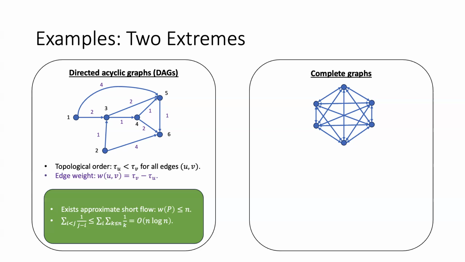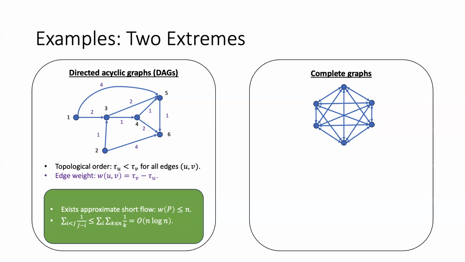For the first condition, it's not hard to see that not just the maximum flow, in fact all the paths in this DAG must have weight at most n, because a path can only go forward in the topological order. And for the sum of inverses, you can do a simple calculation to show that this will be bounded by n times the harmonic sum, which is n log n. So both of the conditions are satisfied. We have a very good weight function for a DAG.